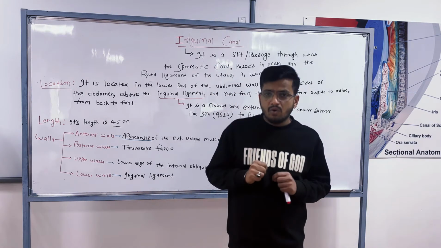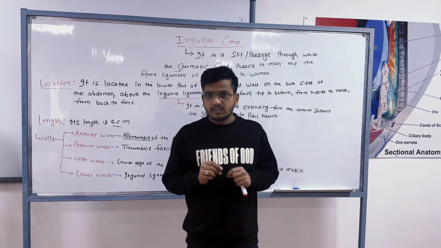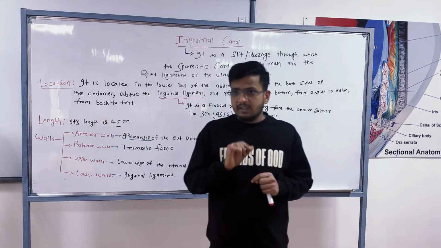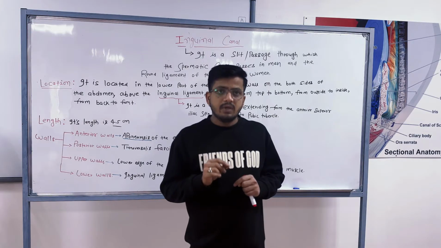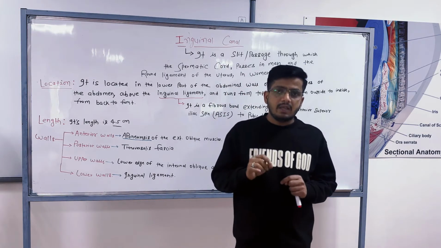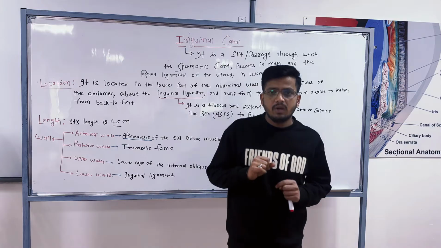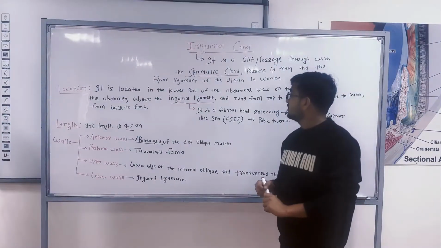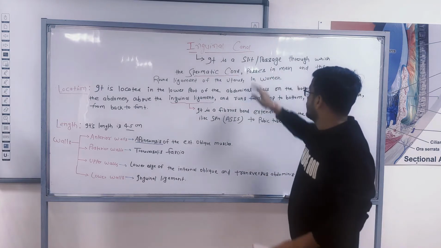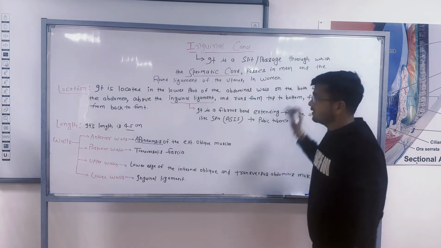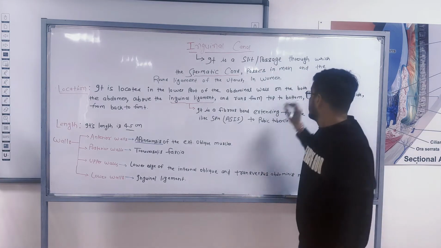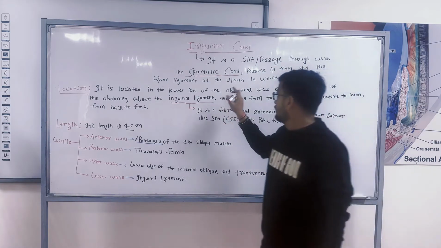As we know, the gonads, that is testis and ovaries, stay in the posterior abdominal wall, but they need to descend, and the passageway for the descent of the gonads is the inguinal canal. What is the inguinal canal? It is a slit or passage through which the spermatic cord in men and the round ligament of the uterus in women pass.